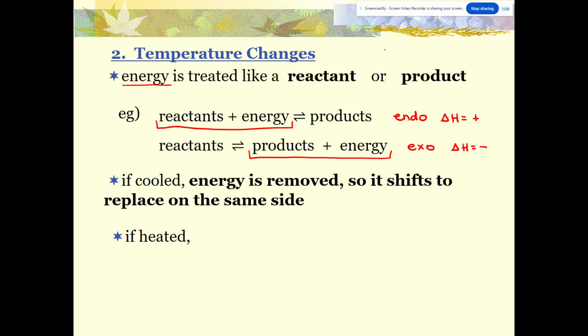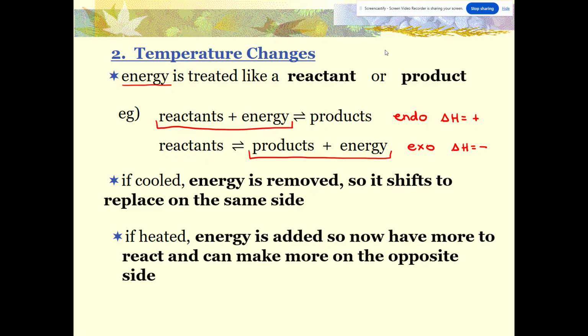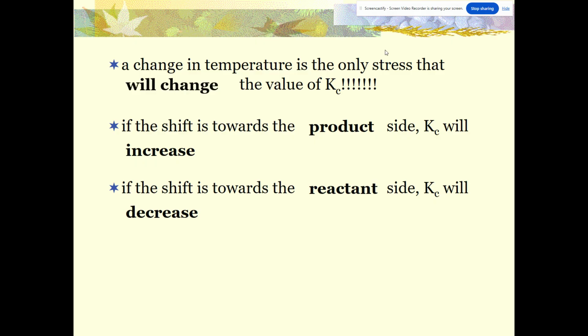And then if I heat it, that means I'm adding energy. Whenever you add something, it shifts to the opposite side. So again, it depends on if you're adding or removing and which side of the equation the energy is on. Now, this is the only stress that will change Kc. If my reaction shifts to the product side, that means the concentration of the products go up and the concentration of the reactants go down. That's going to make the value of Kc increase. If instead it shifts to the reactant side, the products are therefore going down to make reactants which go up, and now my Kc is going to get smaller.